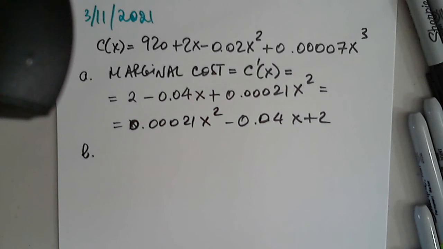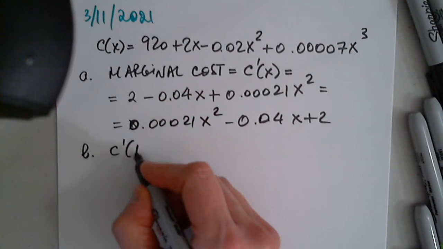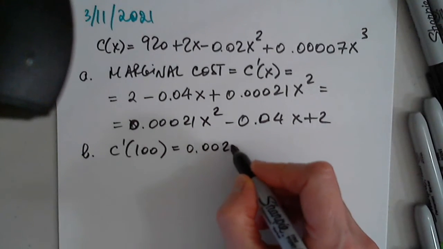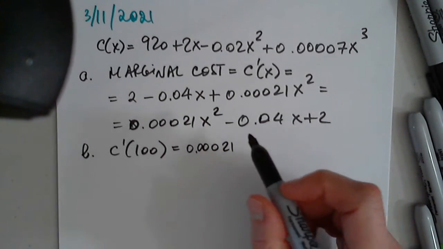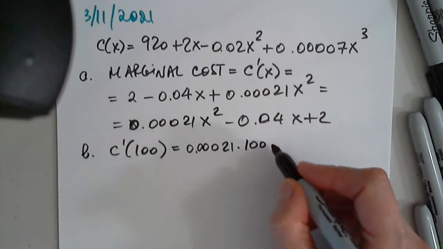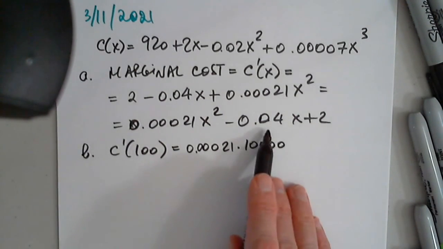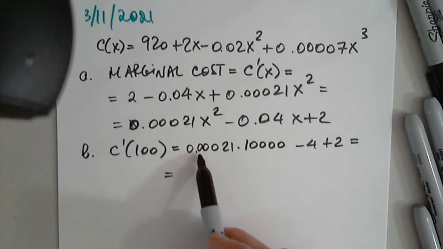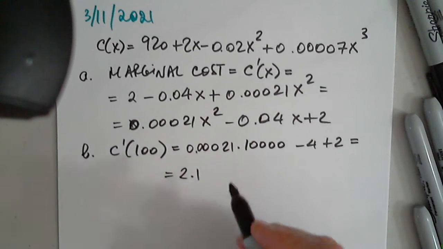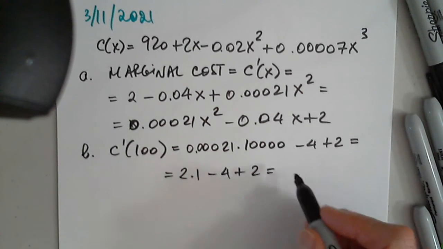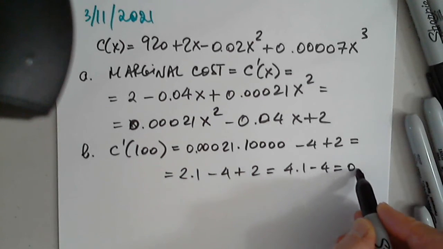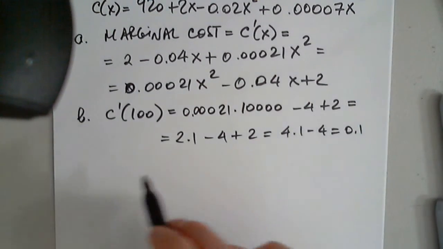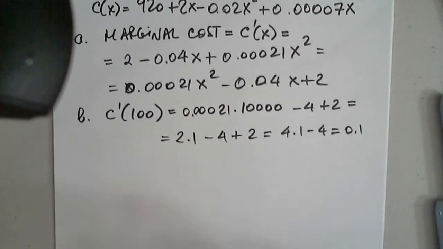In part B, they're asking us to find c prime of 100 and explain its meaning. So I have 0.0021 times 100 squared. When I multiply this by 100, I get minus 4 and plus 2. So I have 2.1 minus 4 plus 2. So 4.1 minus 4 is 0.1. So correct my mistakes, plug it in yourselves. If you get something else, let me know right away.